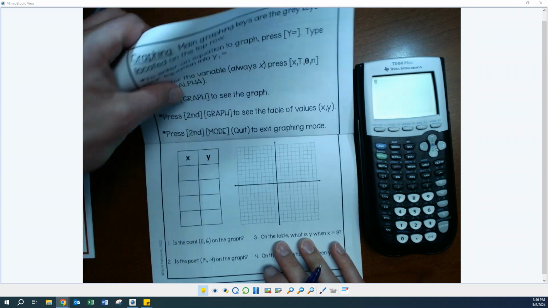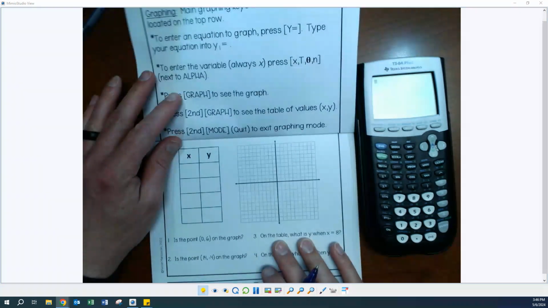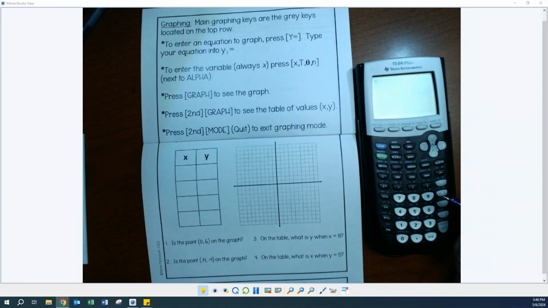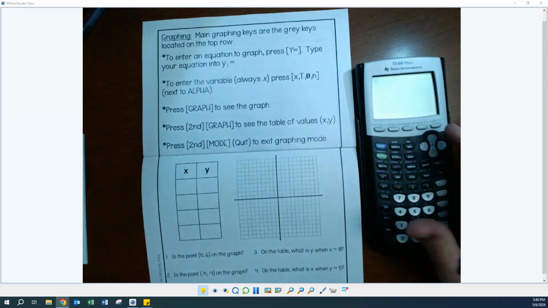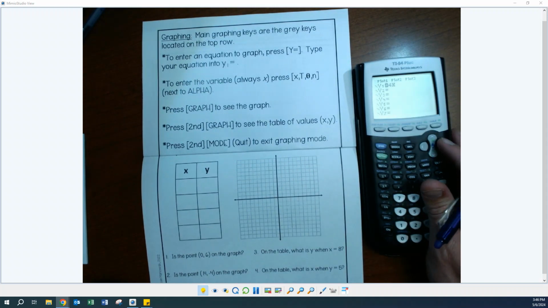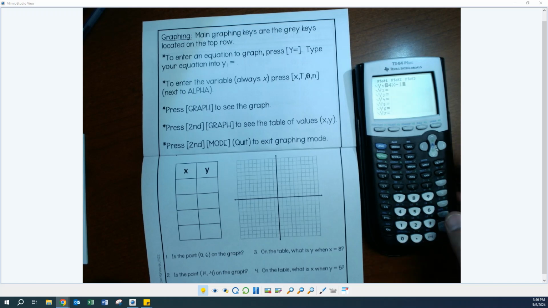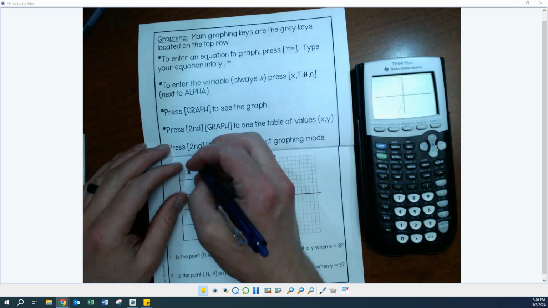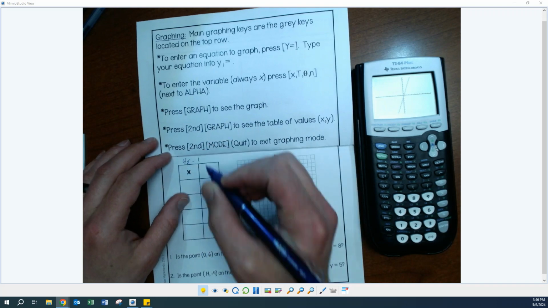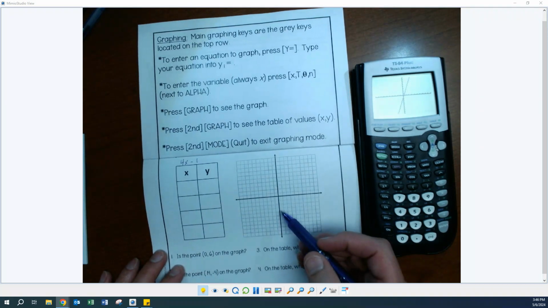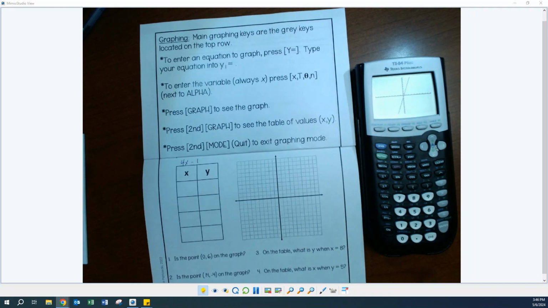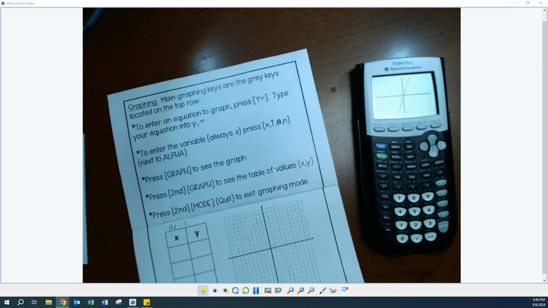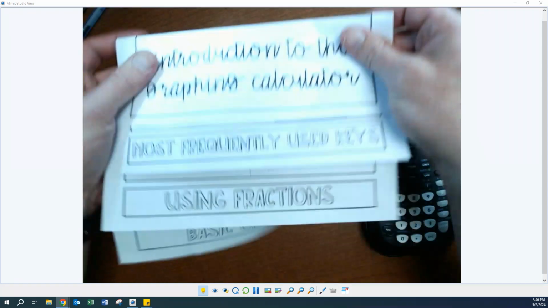If you would for me, please, on this, go to y equals, change this to 4x minus 1. Fill out this table and do your best you can to graph this. Answer these questions down here. And that's our basics with the calculator.